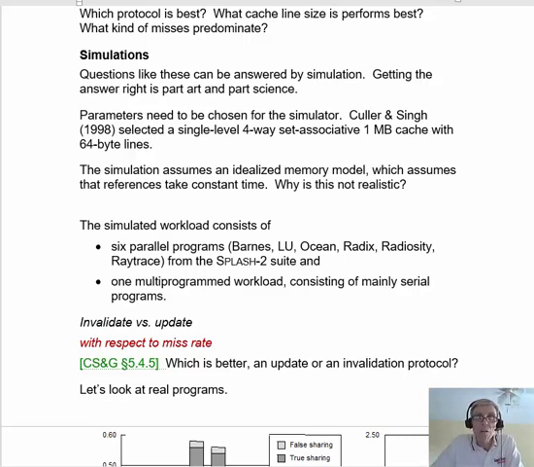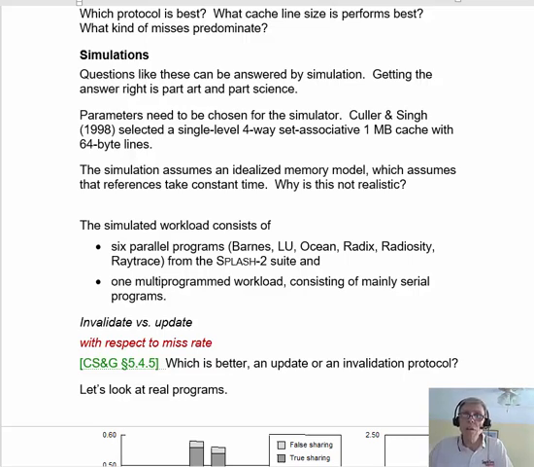The examples that we're going to go through first are from the Culler and Singh textbook that we used to use for this course. It was 22 years ago, in 1998, that they selected a single four-way set associative 1 megabyte cache to simulate. Their cache had 64-byte lines. The simulation assumes an idealized memory model, which assumes that memory references take constant time. Of course, that's not realistic due to the effect of contention.